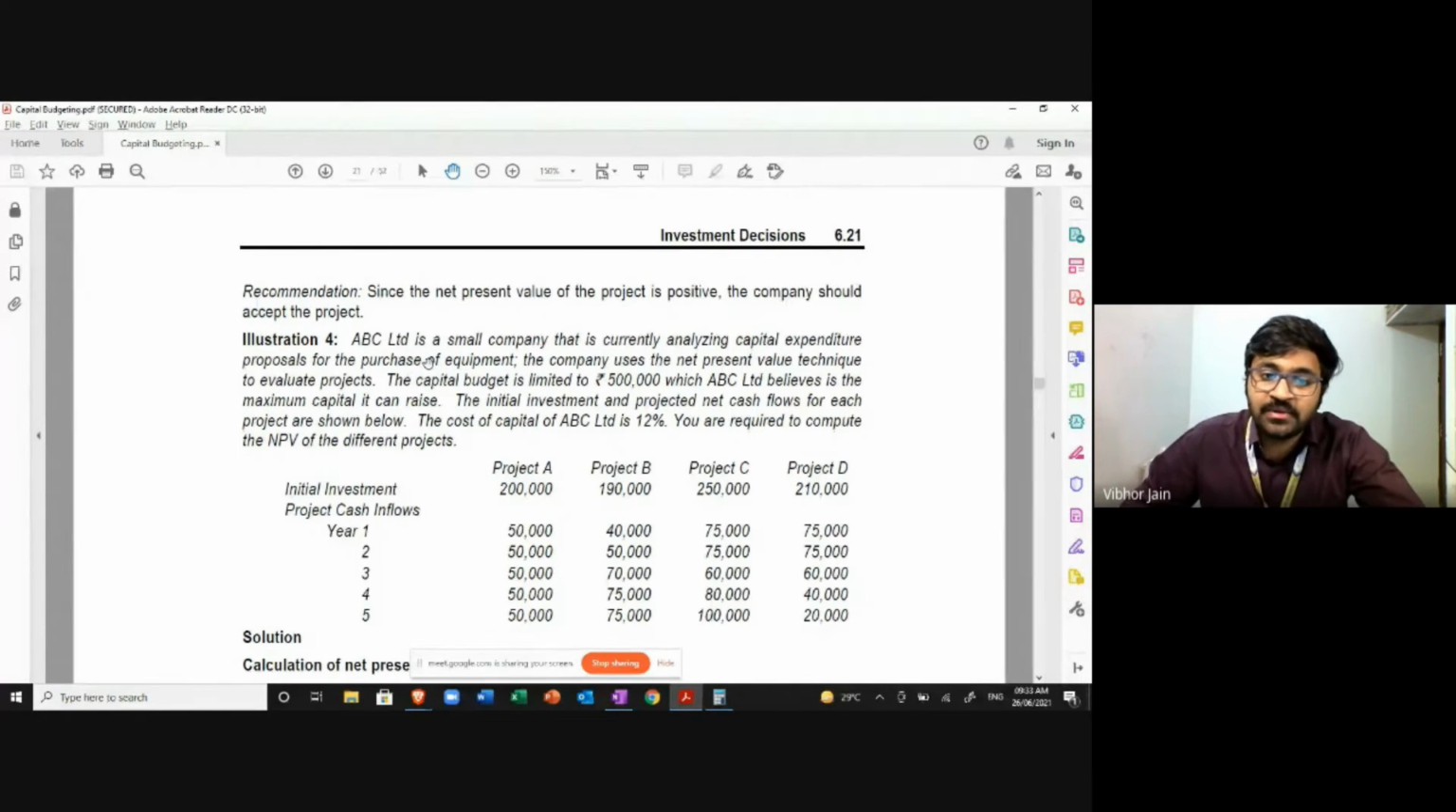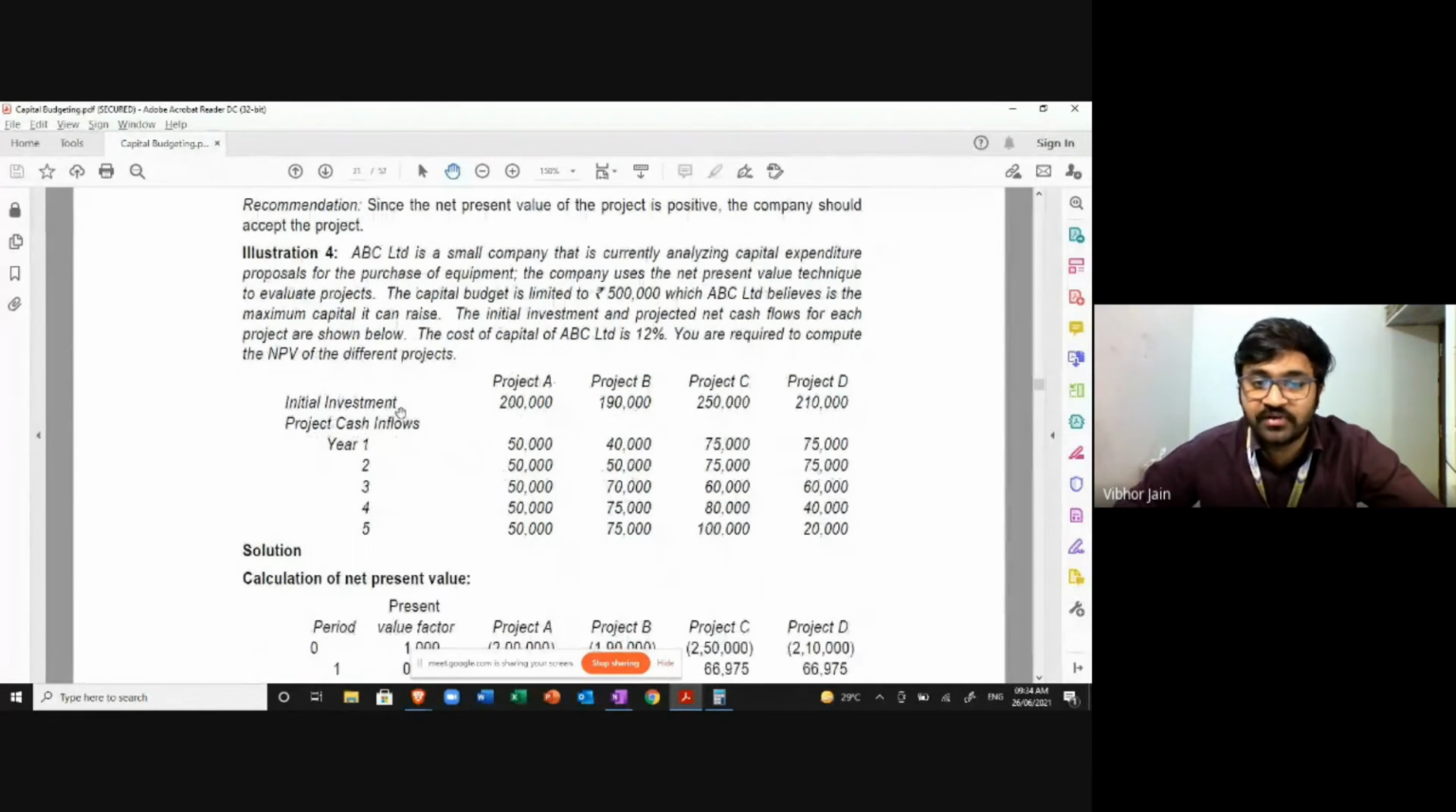ABC Limited is a small company that is currently analyzing capital expenditure proposals for the purchase of equipment. The company uses the net present value technique to evaluate projects. The capital budget is limited to 5 lakh rupees, which ABC Limited believes is the maximum capital it can raise. The initial investment and projected net cash flows for each project are shown below. The cost of capital is 12%. You are required to compute NPV of different projects.